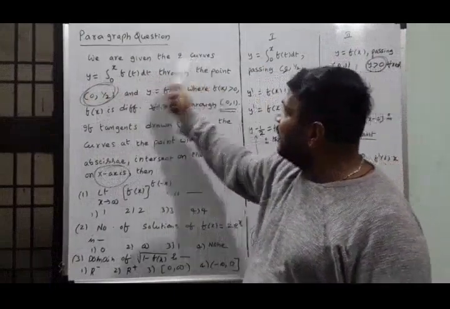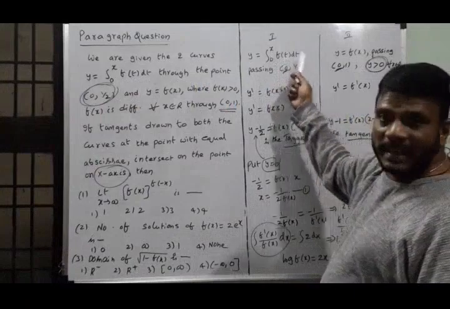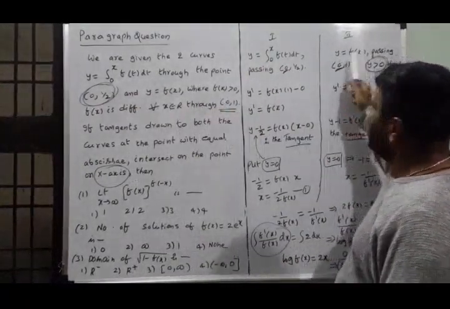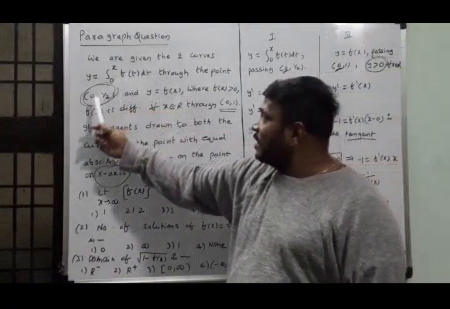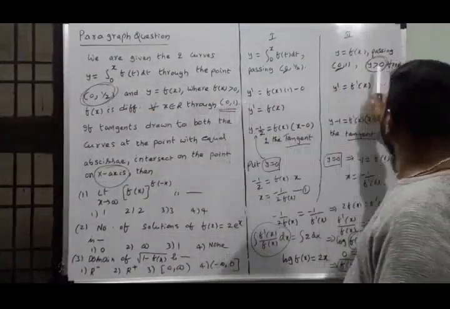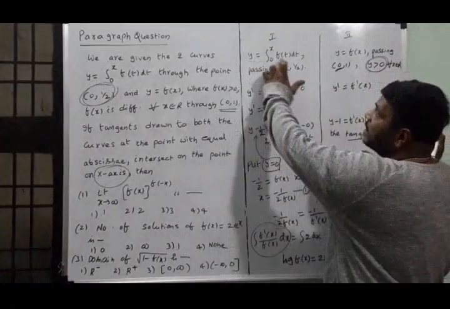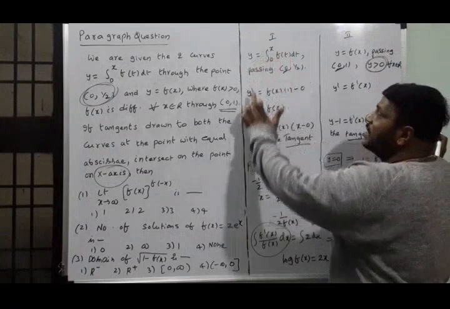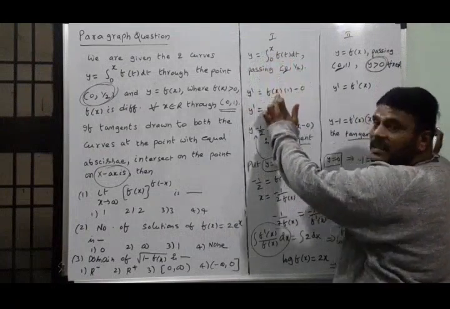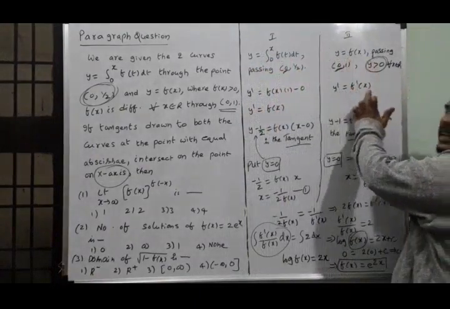Two curves are given to you. First curve is integral 0 to x f of t dt, that is y. What is the second curve? Y is equal to f of x is the second curve. Now the first curve is passing through 0, 1 by 2. The second curve is passing through 0, 1. Okay. Now differentiate both sides. Y dash is equal to, use the Leibniz rule, you will get f of x. Differentiate the second curve, y dash is equal to f dash x.